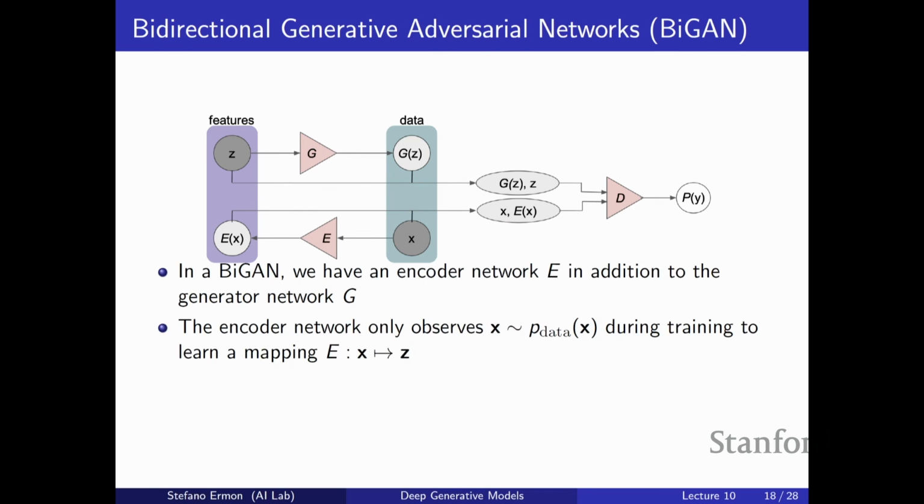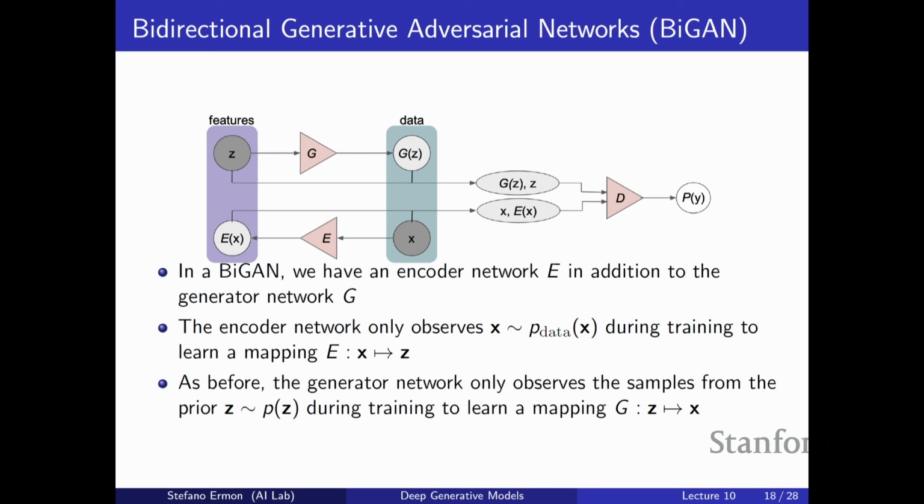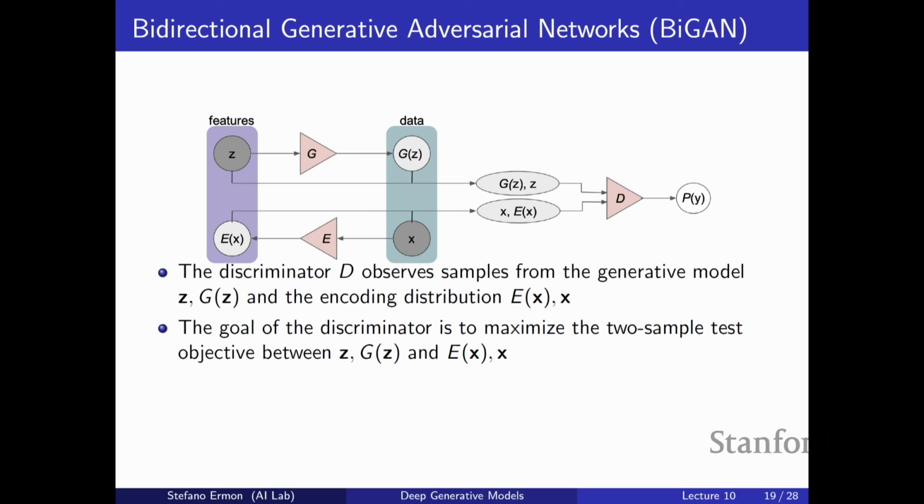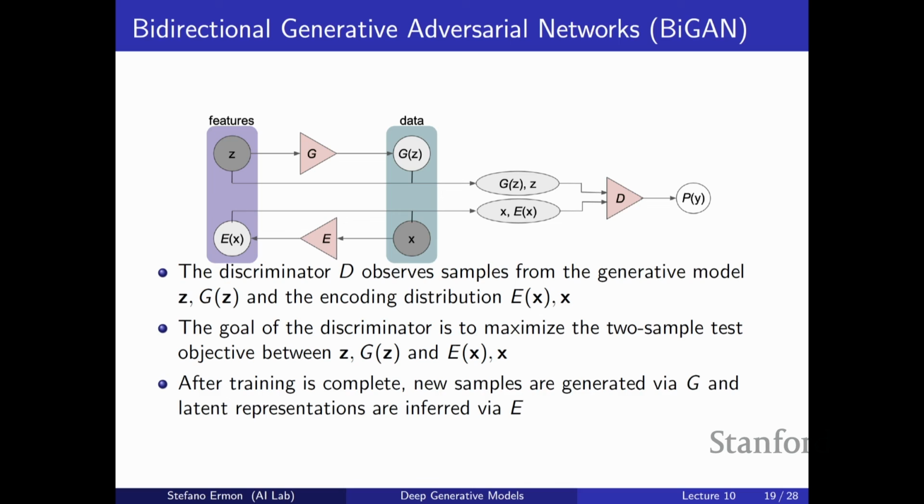And then basically everything is the same. You train the generator trying to fool the discriminator, you train the encoder, and you train the discriminator trying to distinguish the samples. The discriminator observes these pairs, and it is trying to do as well as it can at distinguishing these two pairs. And after training, basically you can get the samples from G, and you use the encoder to get the latent representations. And yeah, that's the idea.